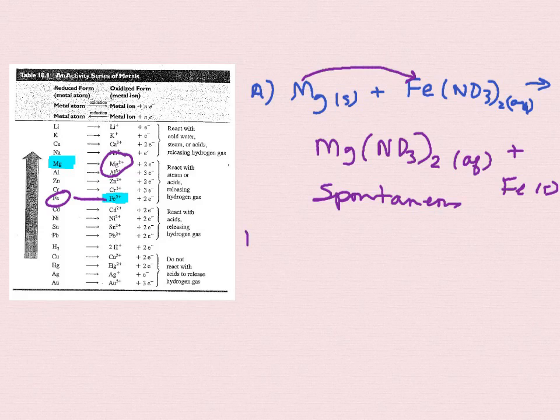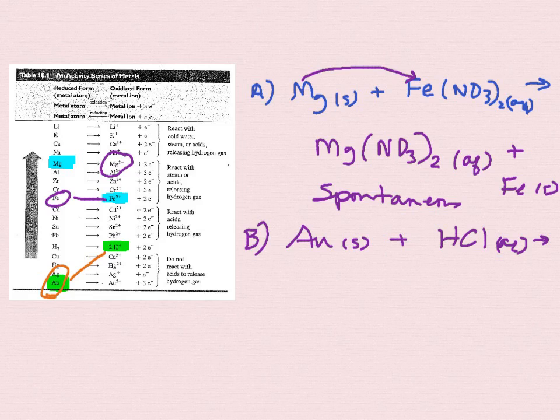The second one on your page is asking if you put gold as a solid in an HCl solution, will there be a reaction? Will it proceed? Will it happen? So to compare these, we'll find them on our table. Gold's at the bottom and hydrogen is above it. This is the first example out of these questions where the metal is lower in the table than the ion. And that's exactly when the reaction will not happen.